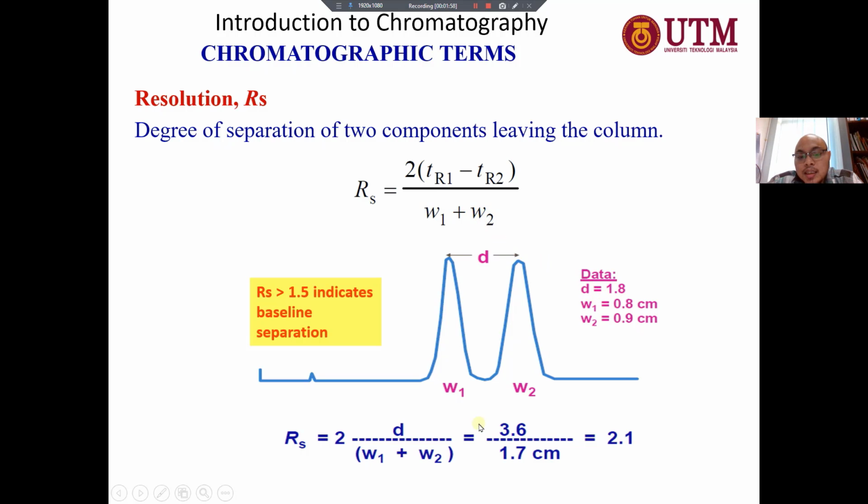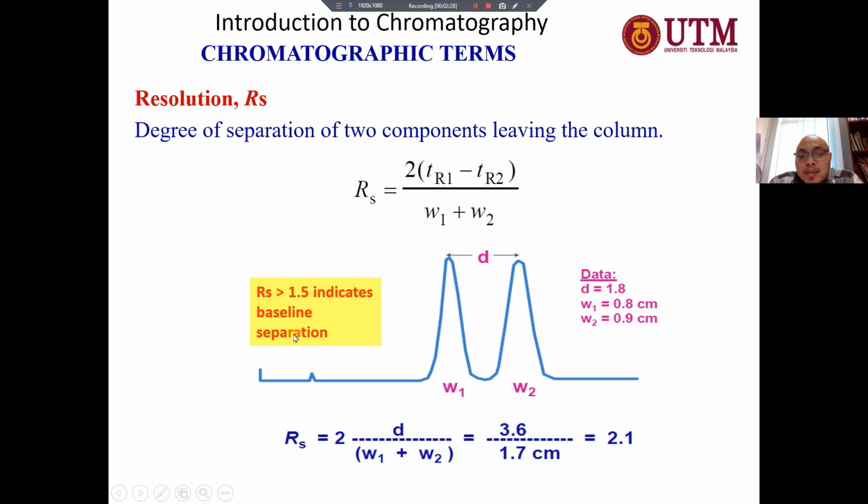For example, the D over here is 1.8. The width here is 0.8, 0.9. So 2 multiplied by 1.8, you get 3.6. 0.8 plus 0.9 is 1.7. So 3.6 cm over 1.7 cm. So it is 2.1. RS more than 1.5 indicates a baseline separation.